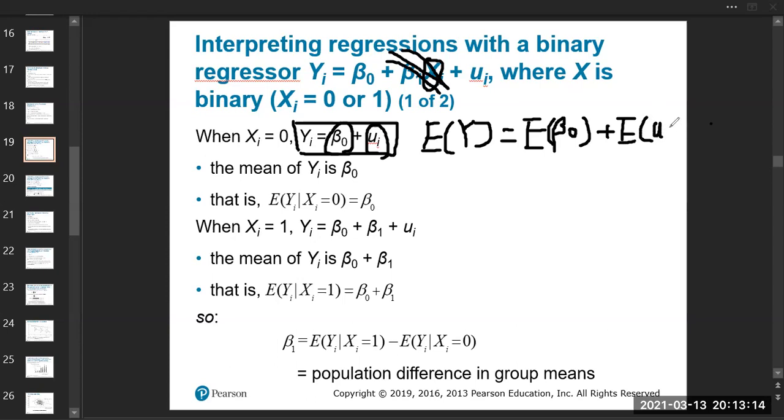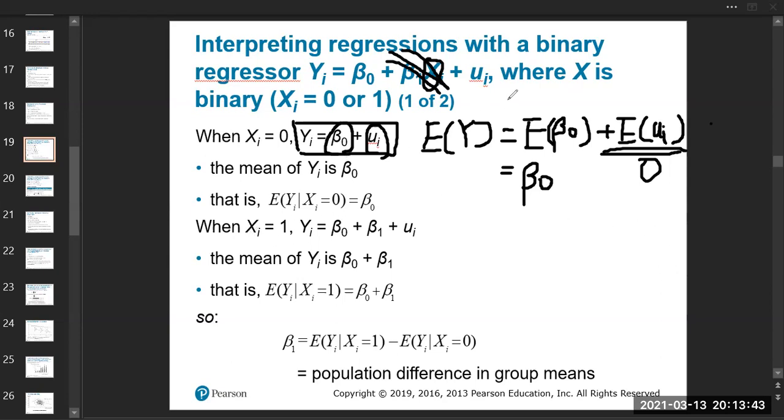Okay, this part is not really required, but I'm just going to show you what it looks like. And expectation of u is 0, because expectation of ui conditional on x is 0. So it doesn't matter, and we will end up getting this.